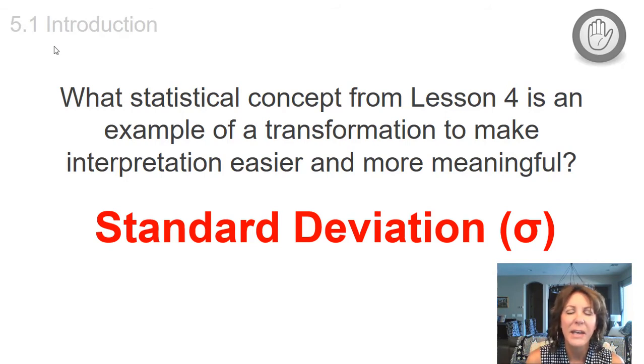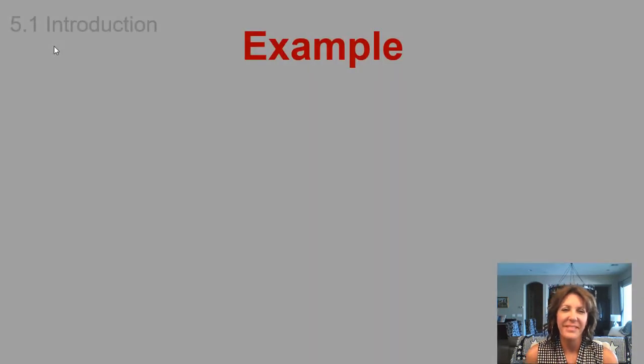For example, if I were finding the standard deviation of the number of hours slept, variance would be the number of squared hours slept. But when we took the square root of it, we could go back and say standard deviation is the number of hours slept. So this is an example of when you've already made a transformation.